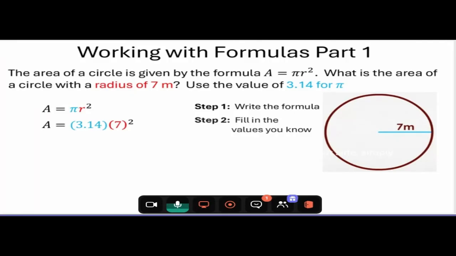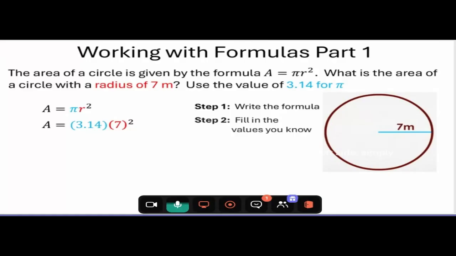Watch out for probably the most common little twist on this question, that instead of telling you the radius in the diagram, they show you the diameter, which would be 14 meters. Diameter is the distance all the way across the circle. The radius is the distance from the center to the edge. So if they give you 14 for the diameter, you've got to cut it in half to get the radius of 7. And now we're going to evaluate this using order of operations.